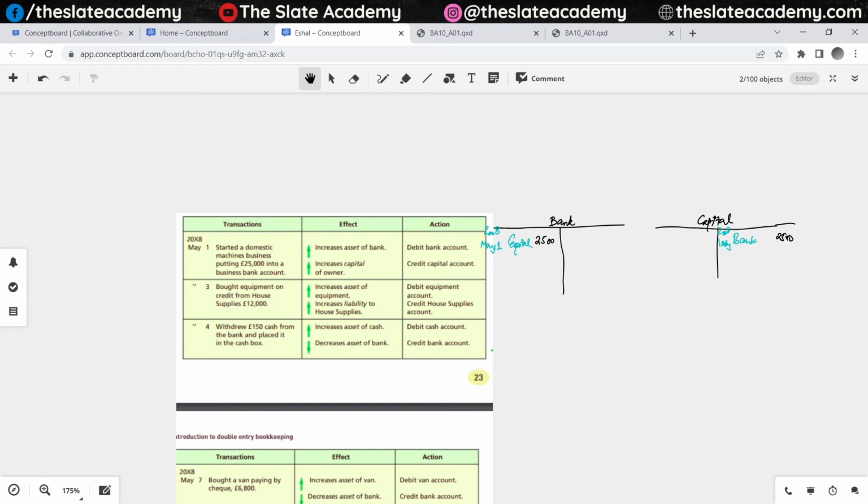Since the asset involved over here is equipment and there isn't already an account for equipment, I'll make a new one for equipment. I write equipment, I draw the T below it, and then there is House Supplies.